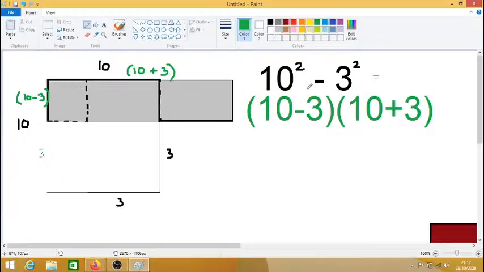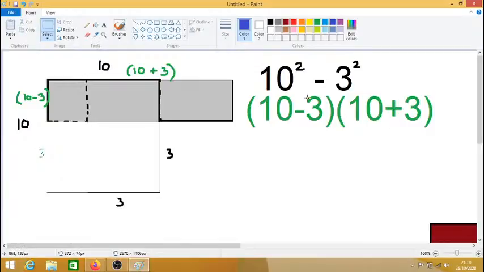So if I just work out 100 take away 9, that's your 10 squared take away 3 squared, that would be 91. And then if I do it this way, I've got 10 take away 3 is 7, 10 plus 3 is 13, and then 7 times the 13 works out as 91 as well. So the two methods will give you the correct answer. It's not that one is right, the other is wrong, but they'll both give you the correct answer. It's just one's a longer way of doing it.